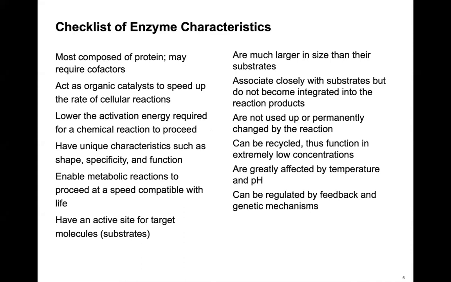So what's a sort of quick little checklist here of different types of enzyme characteristics? Most enzymes are composed of a protein. They may require cofactors, which could be non-protein components. They will act as organic catalysts, which are required to speed up the rate of cellular reactions. They speed up the rate of cellular reactions by lowering the activation energy, which is required for the chemical reaction to proceed. They have unique characteristics such as shape, specificity, and function. These are proteins.